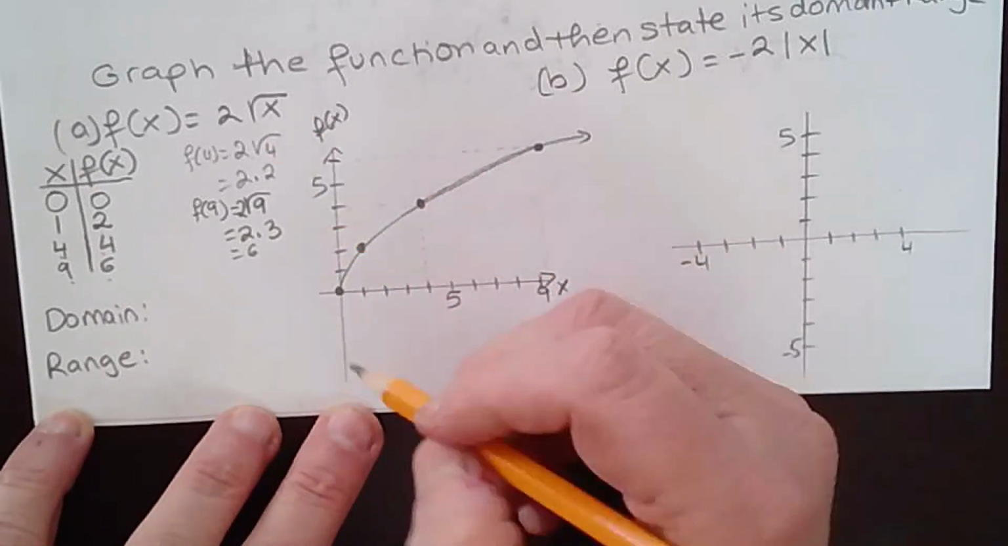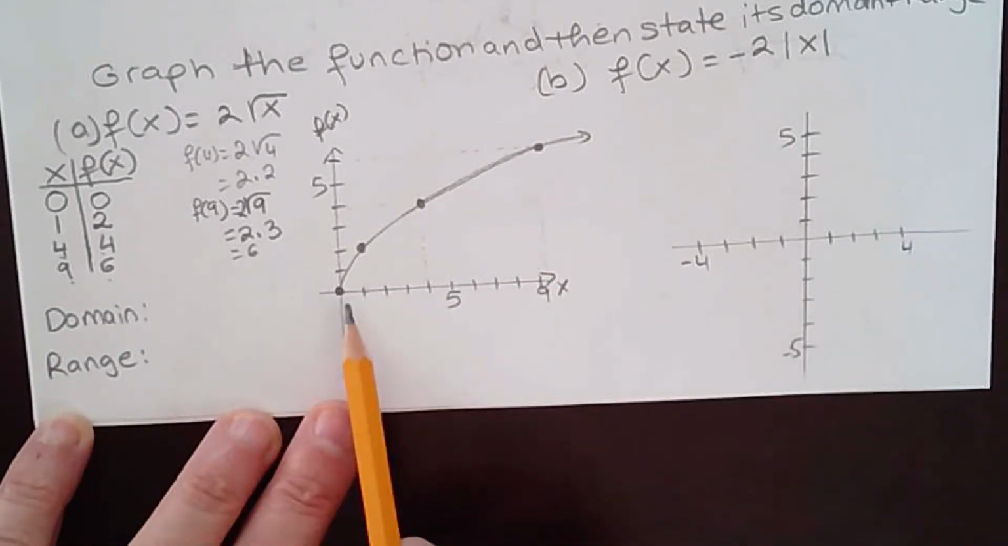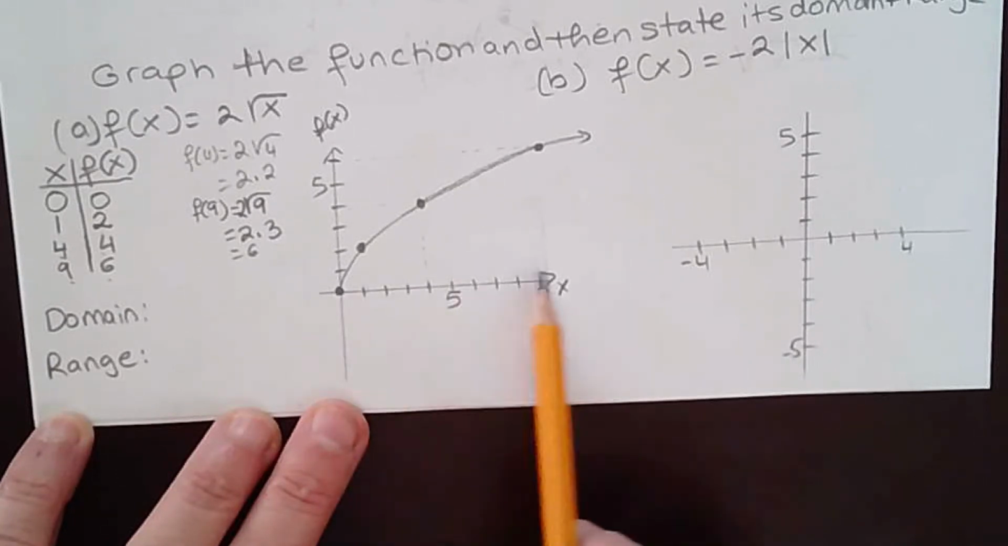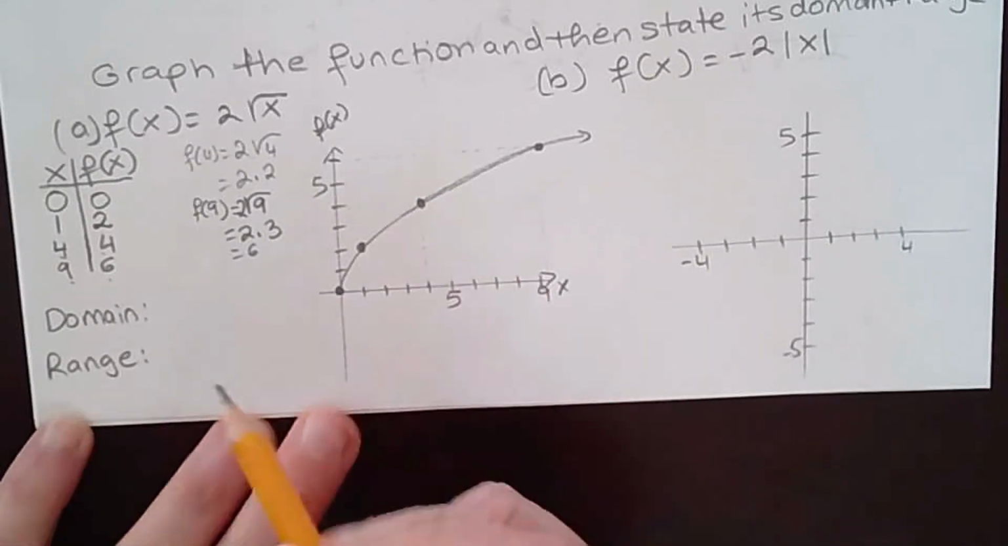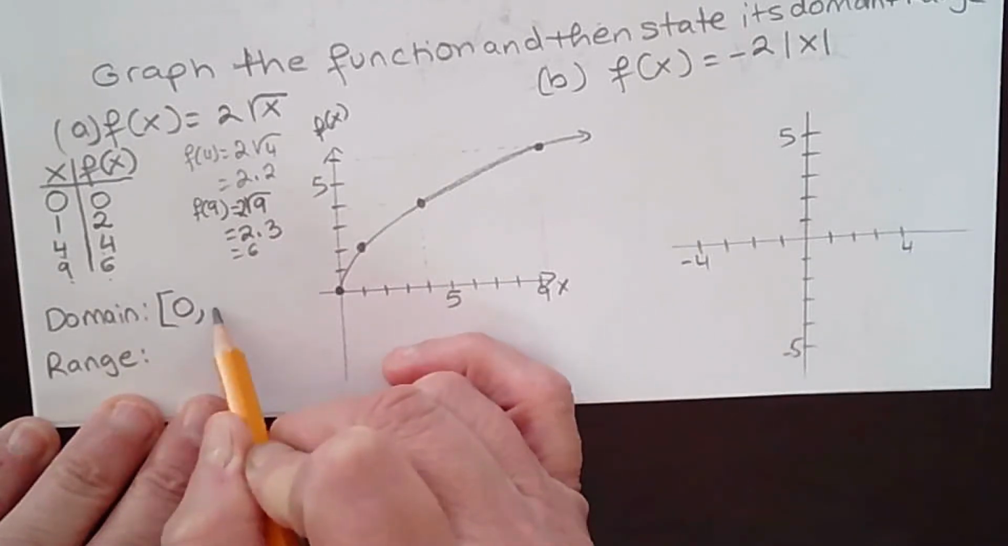You can also see it from the graph. x is not negative, so it's starting from 0 all the way to infinity. So the domain is going from 0, where 0 is included, all the way to infinity.